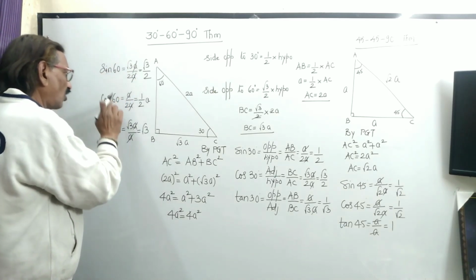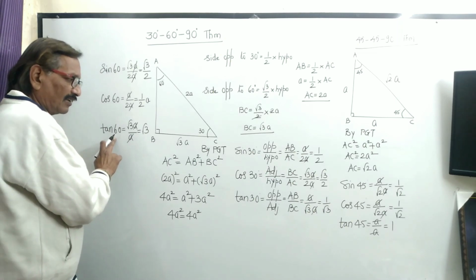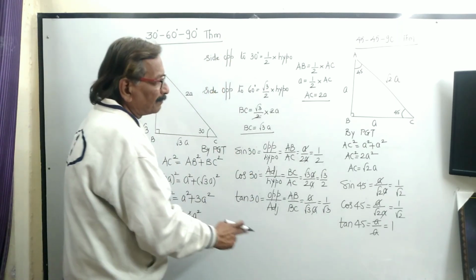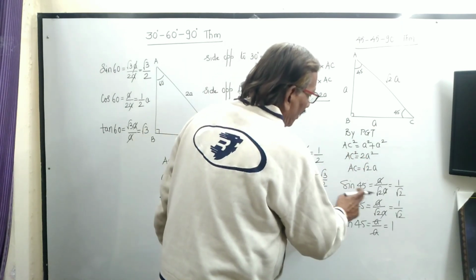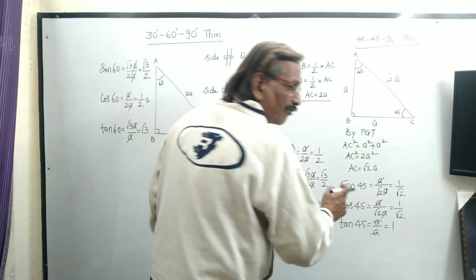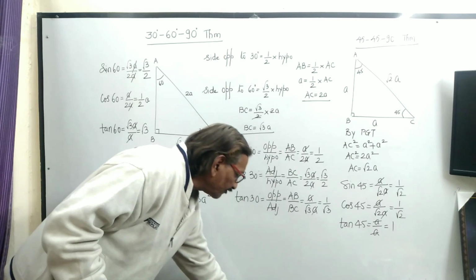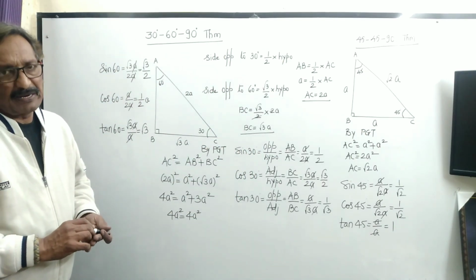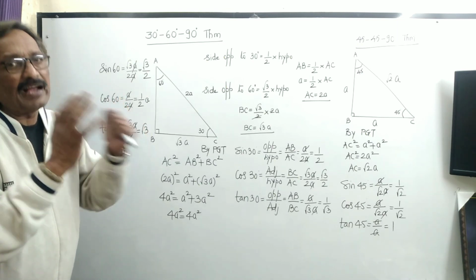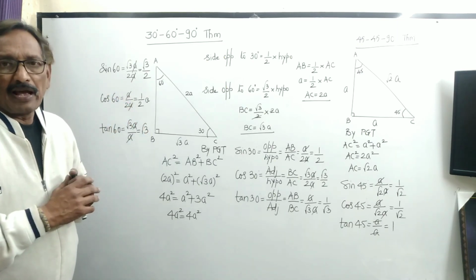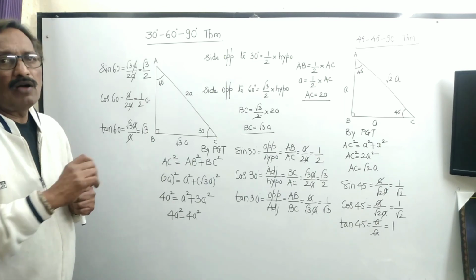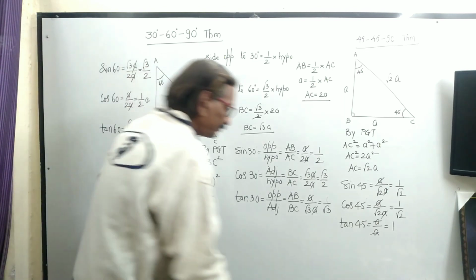Sin 60, cos 60, tan 60. Sin 30, cos 30, tan 30. Sin 45, cos 45, tan 45. After going through 9 values, I would like to explain to you how to write the table in which we'll add 2 more angles, angle 0 and angle 90.